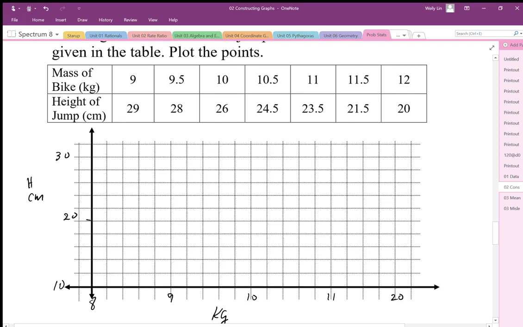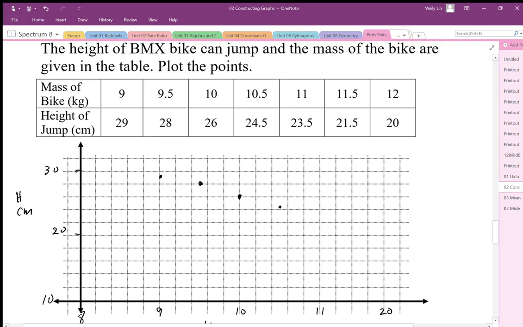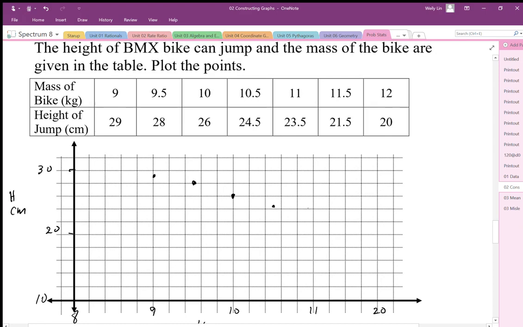So then at 9 kilograms, we're going to jump 29 centimeters, right about there. At 9.5, so halfway, we're going to have 28. So it's going to be right about there. Okay, at 10, we're going to be at 26 here. 10.5 is going to be 24.5, somewhere around here. And 11 is going to be 23.5, so 23 is right about there, so 23.5, maybe somewhere around there. Okay, 11.5, we're going to be 21.5, somewhere around there, and 12, sorry, this is 12 here, 12 kilograms.